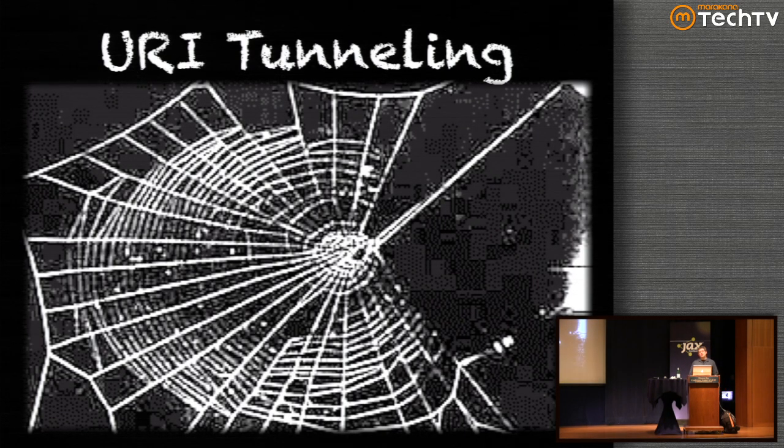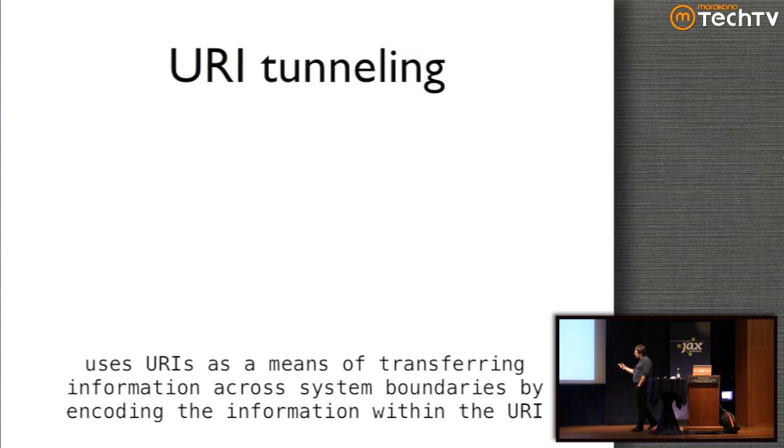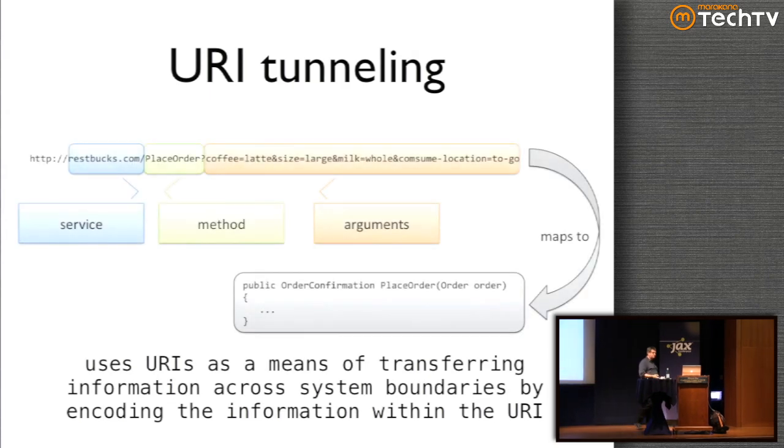The next one up on the Richardson scale is this idea of URI tunneling. A lot of tools make this really easy just by having wizards and other things. Basically, it's using the URI as a means of transferring information across a system boundary by encoding it as a URI. So here's the idea. You have a method call somewhere called place order. That basically gets mapped to a method name. The arguments are name value pairs, and those get serialized into some sort of order, and then you execute that endpoint.